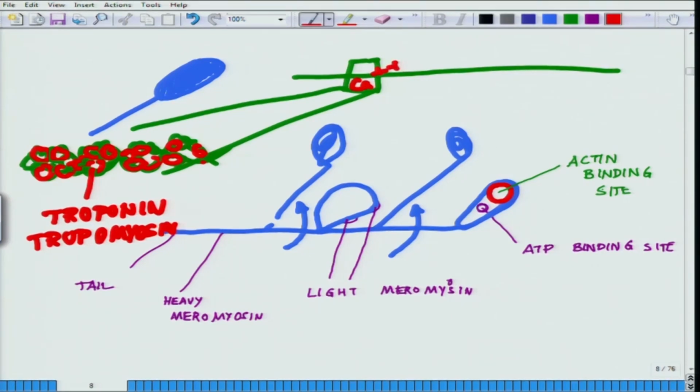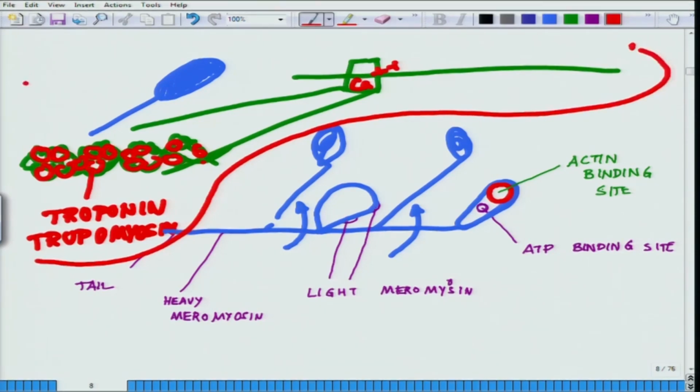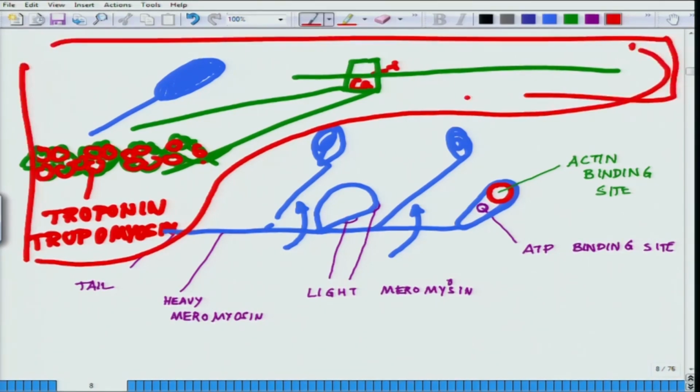This is very important because I told you that it is the calcium which leads to the mechanical energy transduction, from electrical to mechanical energy transduction. So, the calcium binding site is somewhere out here. Imagine this is the calcium binding site, and on top of that is the troponin. So, what exactly happens in this situation?